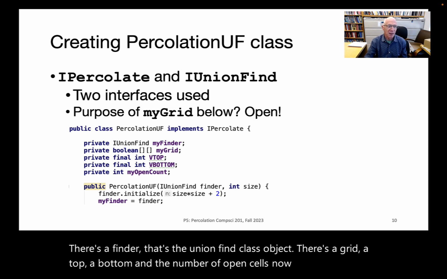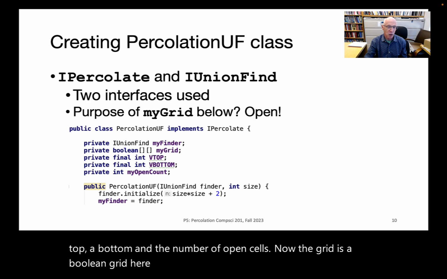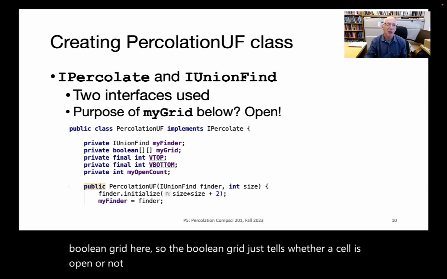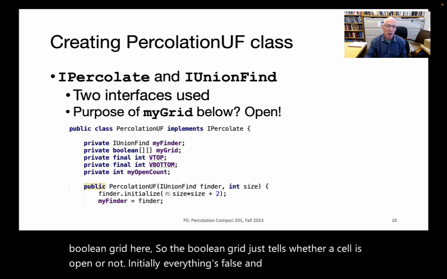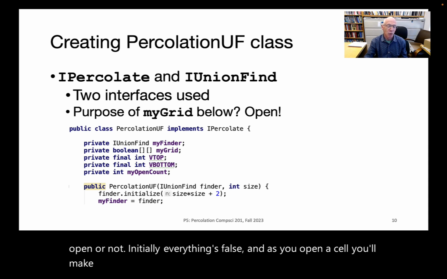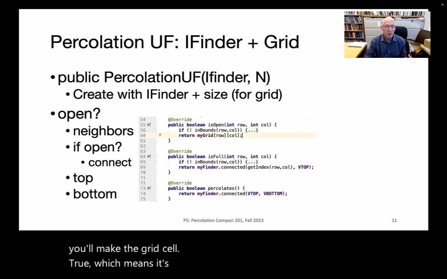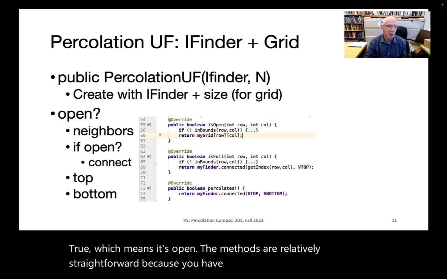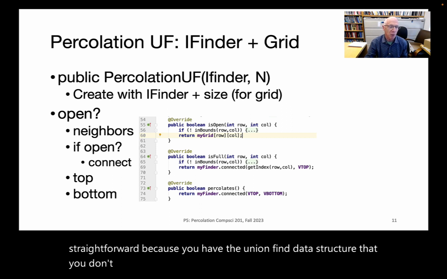Now the grid is a Boolean grid here. So the Boolean grid just tells whether a cell is open or not. Initially, everything's false. And as you open a cell, you'll make the grid cell true, which means it's open. The methods are relatively straightforward because you have the UnionFind data structure that you don't write, you just simply call.